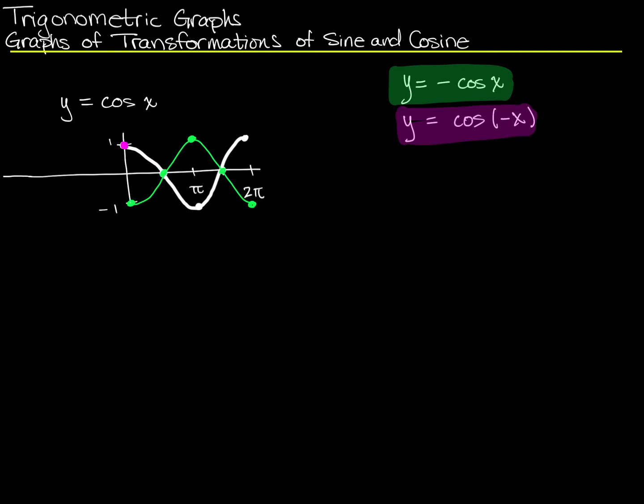Let's see. At pi over 2, I was at 0. So now I'm at (negative pi over 2, 0). At pi, I was at negative 1. So now I'll be at (negative pi, negative 1). 3 pi over 2, 0 becomes negative 3 pi over 2, 0. And pi over 2, positive 1 becomes negative pi over 2, positive 1. And so again, being careful to make sure that my graph is curved, I get something that looks like that. I didn't do a very good job on that last bit. Let me try this part again.